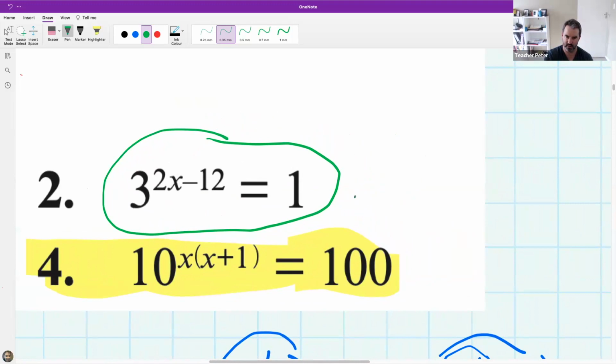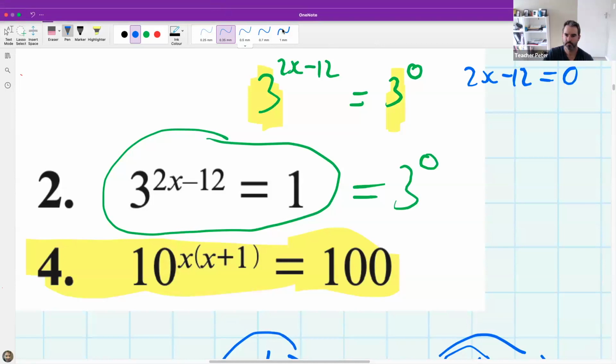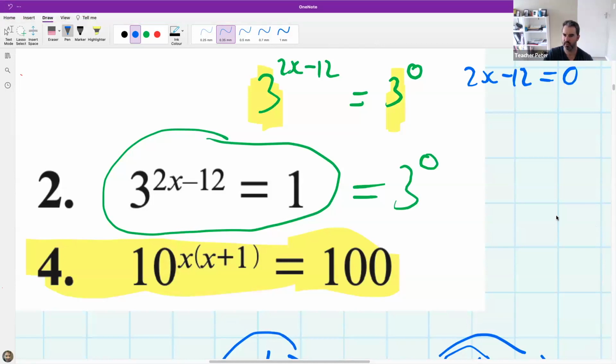1 can be written as 3 to the 0. And boy, is that helpful, because now I can say that that is true. And that's brilliant news because both the bases are the same. So therefore, we know 2x minus 12 equals 0. Find me the value of x and put it in the chat.